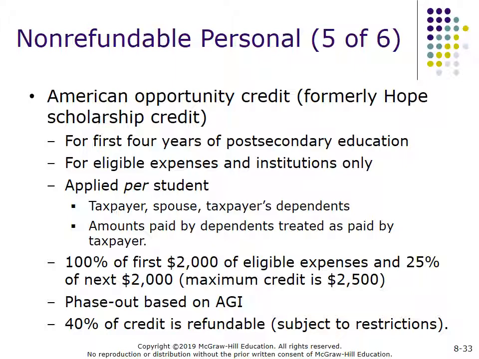The first $2,000 is 100% eligible. The next $500 she paid would only be 25% eligible. So that's where the 75 comes in. How much is she allowed to claim on her 2018 tax return? None.